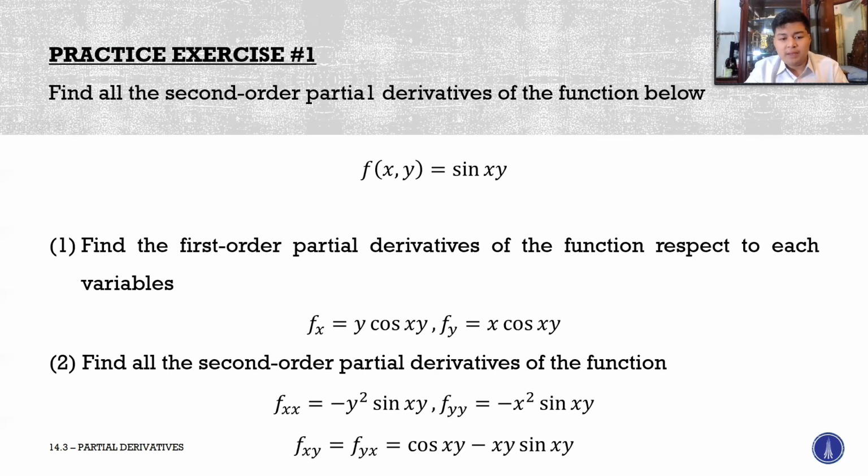And for the next one, as we all know, the mixed derivative theorem states that fxy is equal to fyx. So we got the same answer, which is cosine xy minus xy sine xy. And that is the answer.